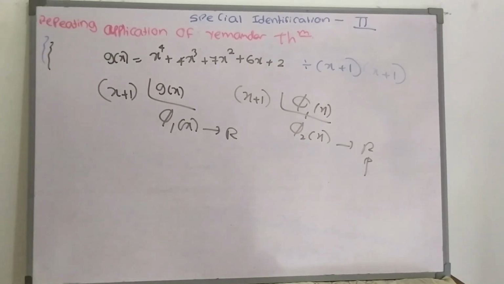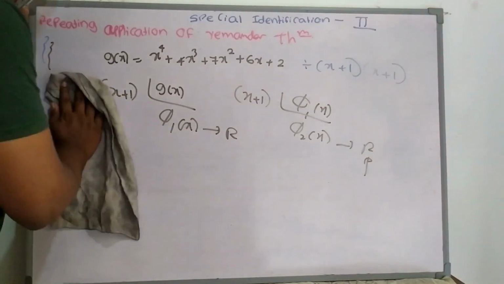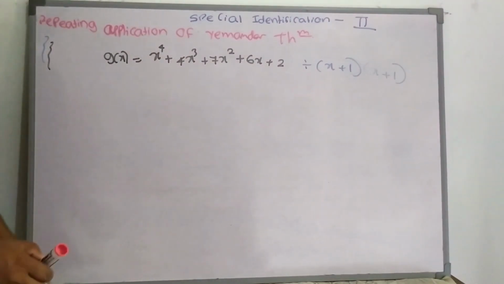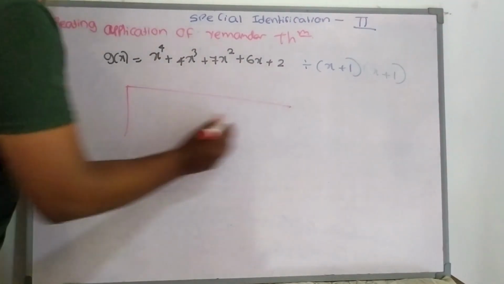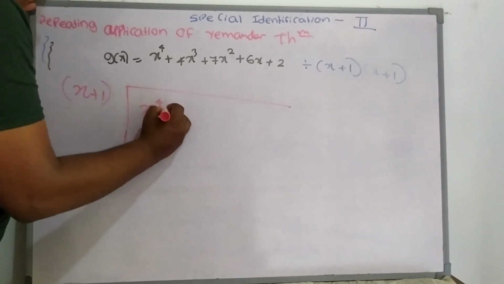So you can see we need psi 1(x), no? We need psi 1(x), then I am going to divide. So psi 1(x) means we have to find the quotient, right? So this is the only method of finding the quotient.